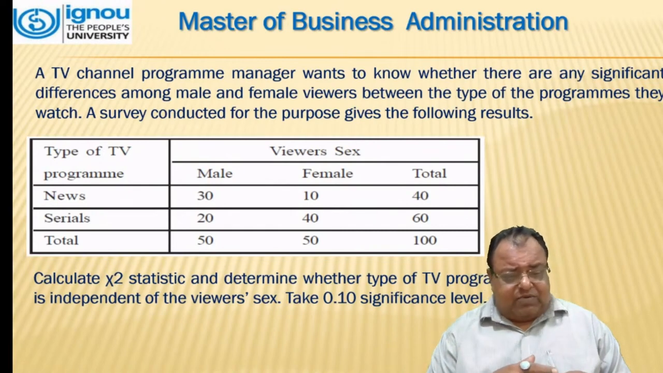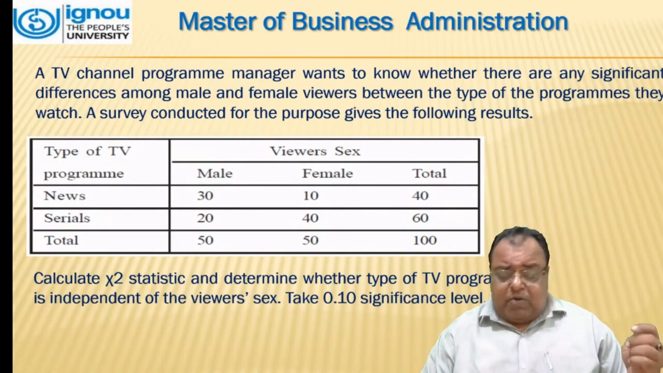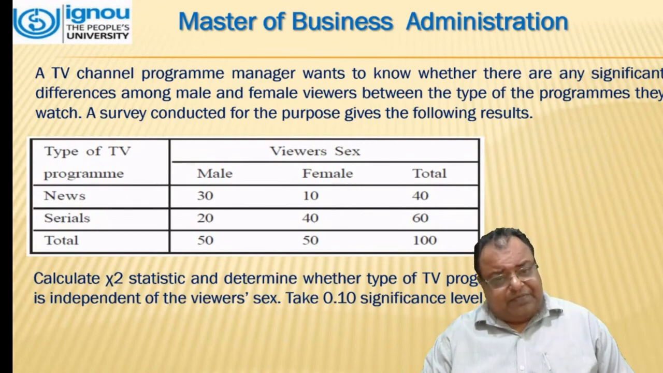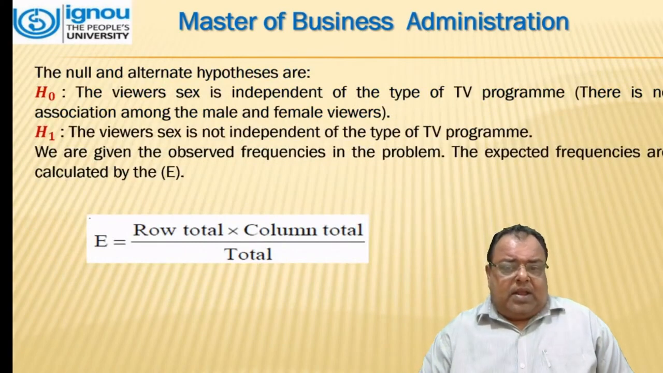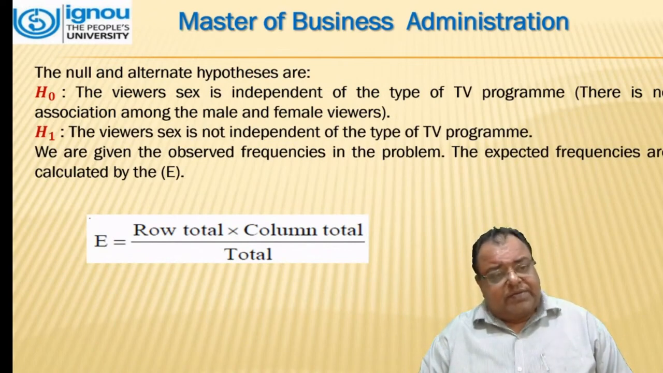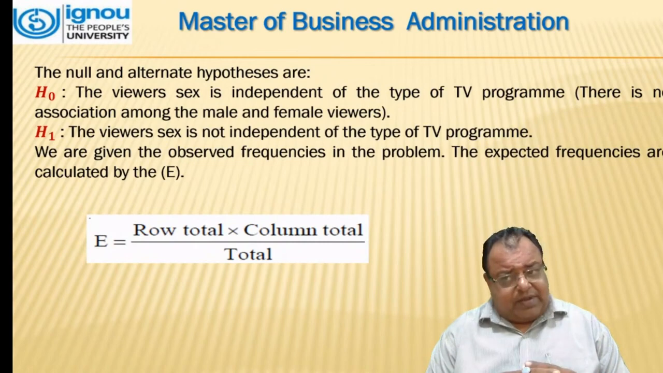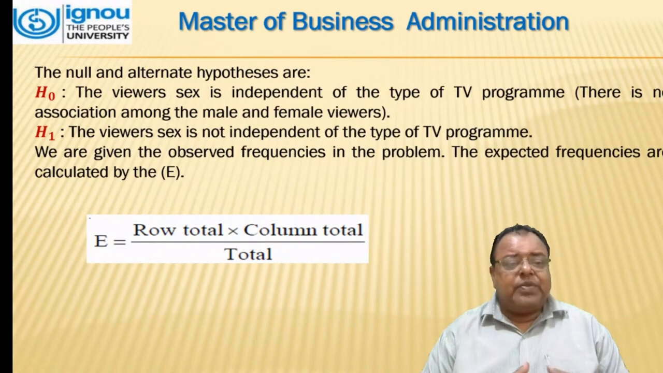We will calculate the chi-square statistic and determine whether the type of program is independent of the viewer's sex. We take 0.10 significance level. Now, the first step is how to define the hypothesis. H naught is the null hypothesis: the viewer's sex is independent of the type of the program. That means there is no association among the male and female viewers. H1 will be: the viewer's sex is not independent of the type of TV program.